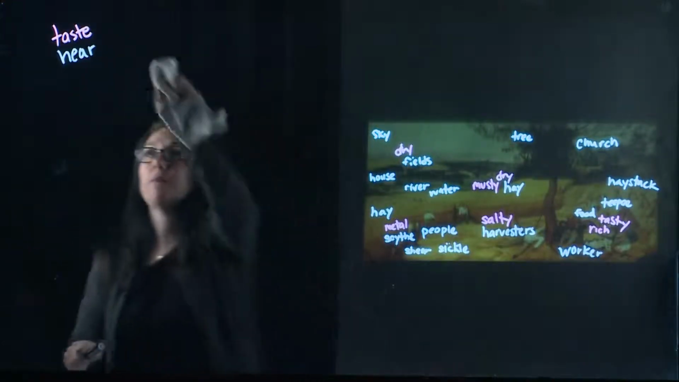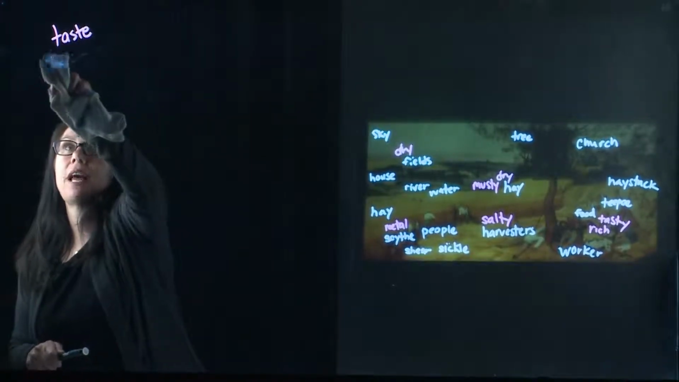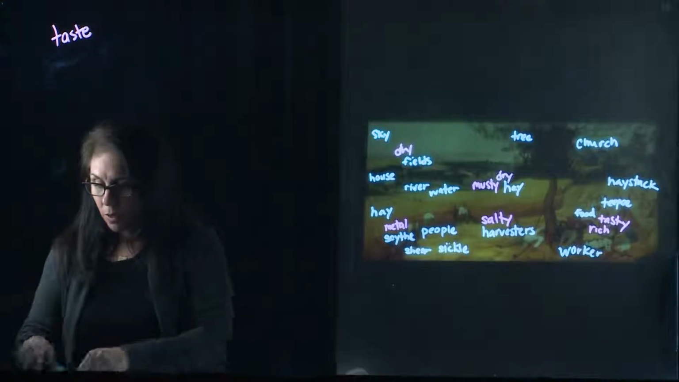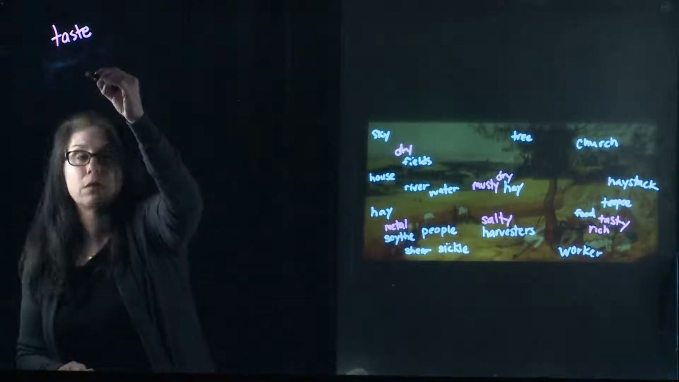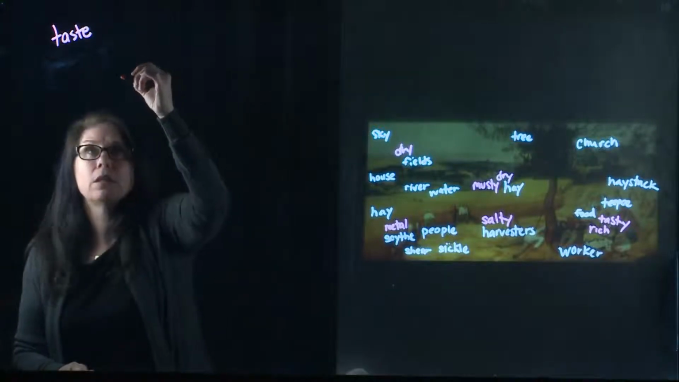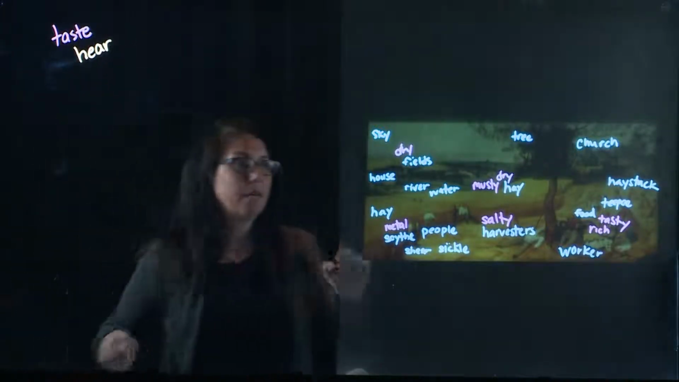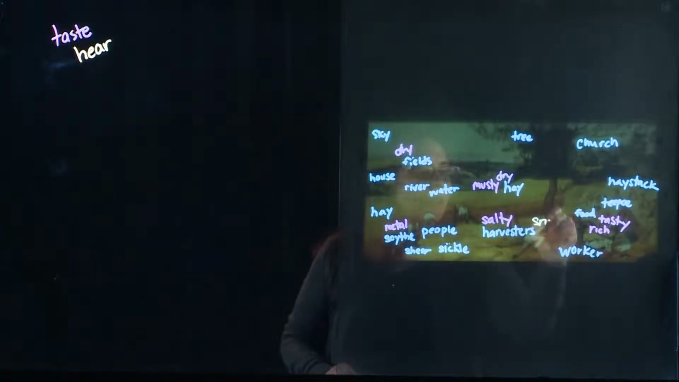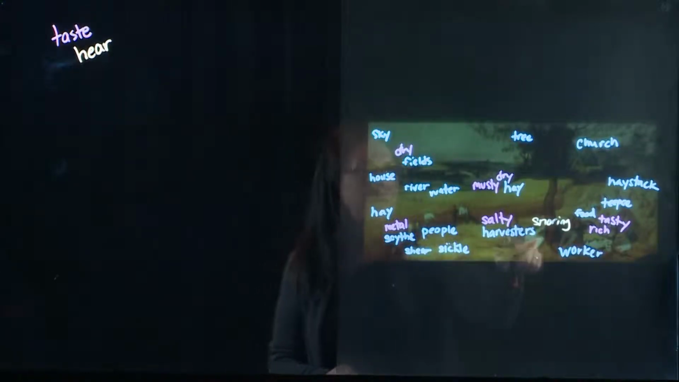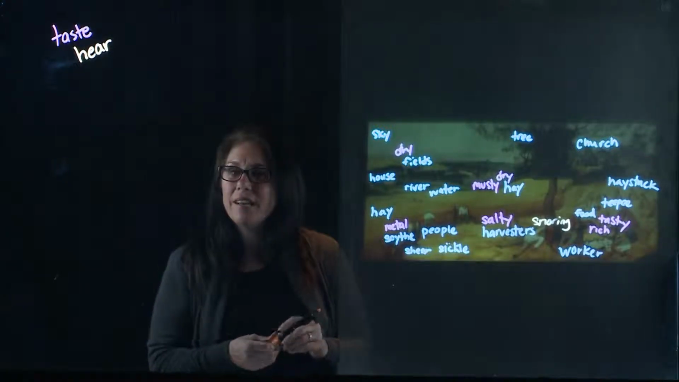Let me use another one. We used blue for sight, for the nouns. So let's try orange. Which one were we doing? Here. Thank you. What do you hear? Snoring people. Or it could be hear people, but I put it next to the guy who looks like he might be snoring. What else would we hear?